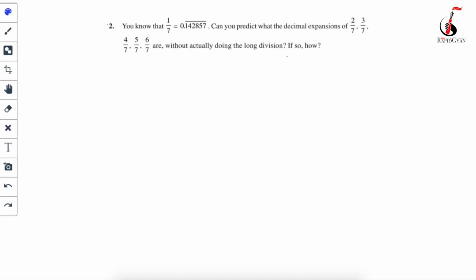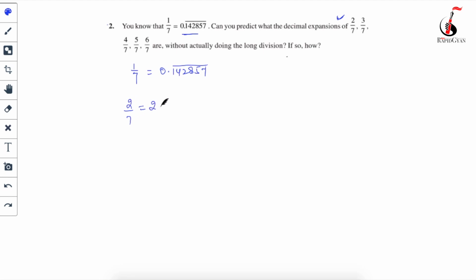So come here. It's given that the 1 by 7 value is over here. So write 1 by 7 is equal to 0.142857. After that it's repeating. So what you will have to find next, beta? You will have to find 2 by 7, correct? You remember, in the last video I explained 2 by 7.